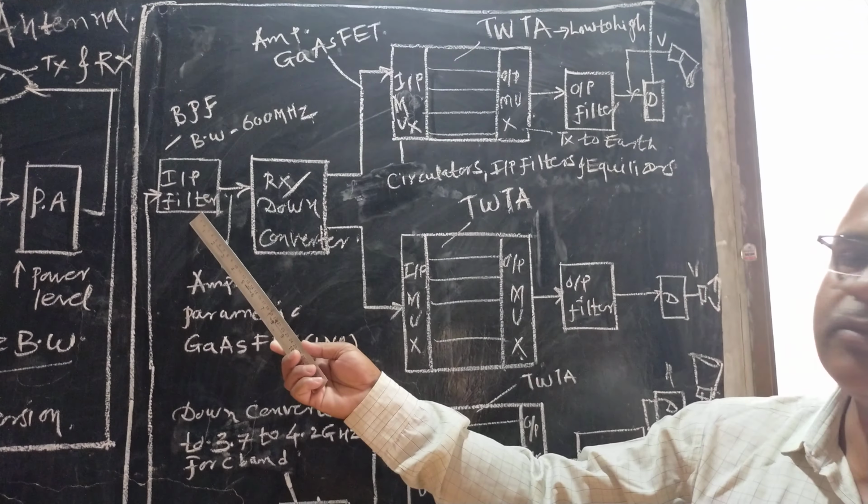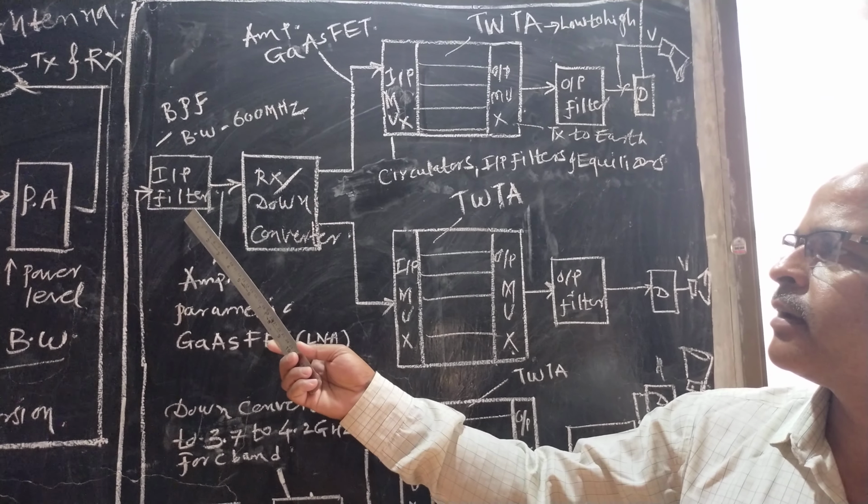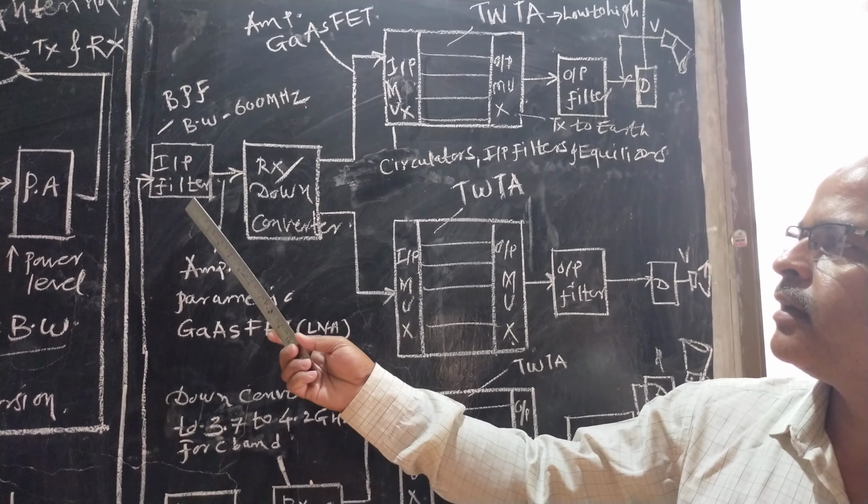So first is the input filter. The input filter is basically a band pass filter having a bandwidth of 600 megahertz, and it filters the signal, and the output of that filter is given to the amplifier. The amplifier is not shown here, but generally parametric amplifiers are used, generally gallium arsenide FET, that is low noise amplifiers.